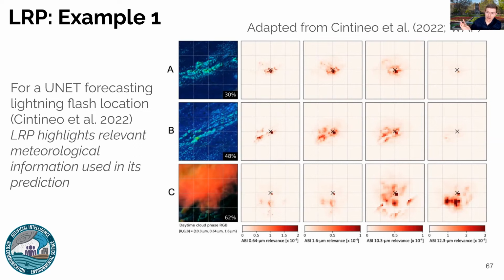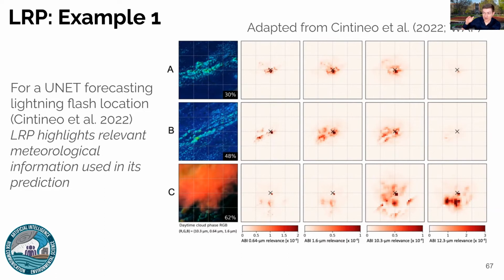And then the right 4 panels are each one of the inputs to this UNet. So the leftmost input channel is the red imagery, then the 1.6, which is the shortwave infrared, then the 10.3, which is a long wave infrared, and then the 12.3, which is another long wave infrared channel. The way we interpret these is that the darker red pixels in these heat maps are more relevant to the machine learning prediction. And specifically, we're predicting for the center pixel.